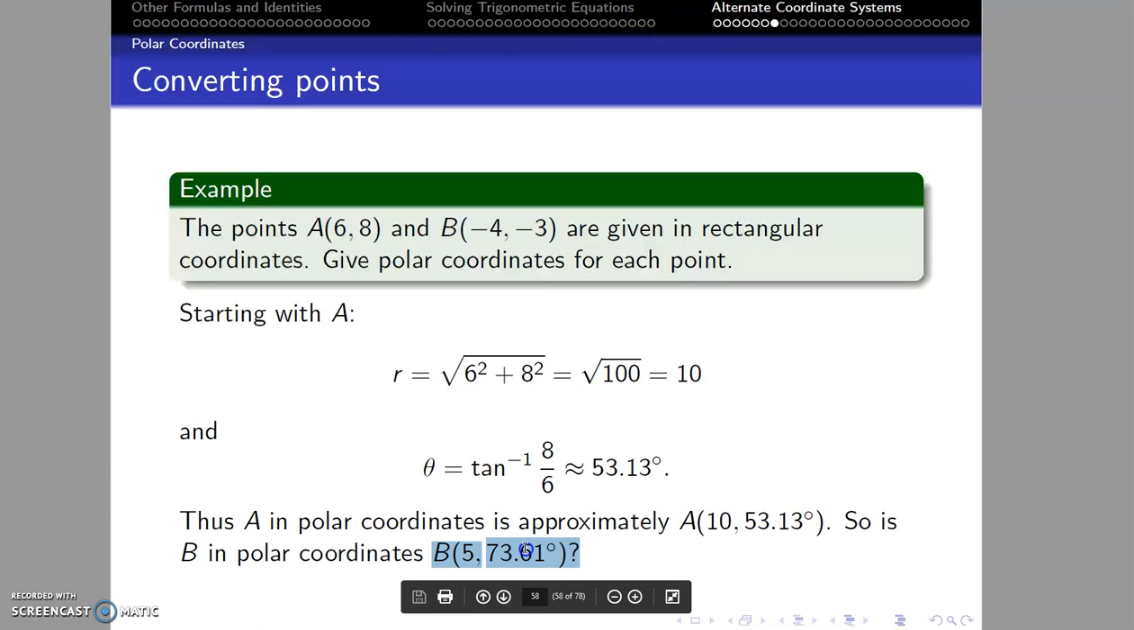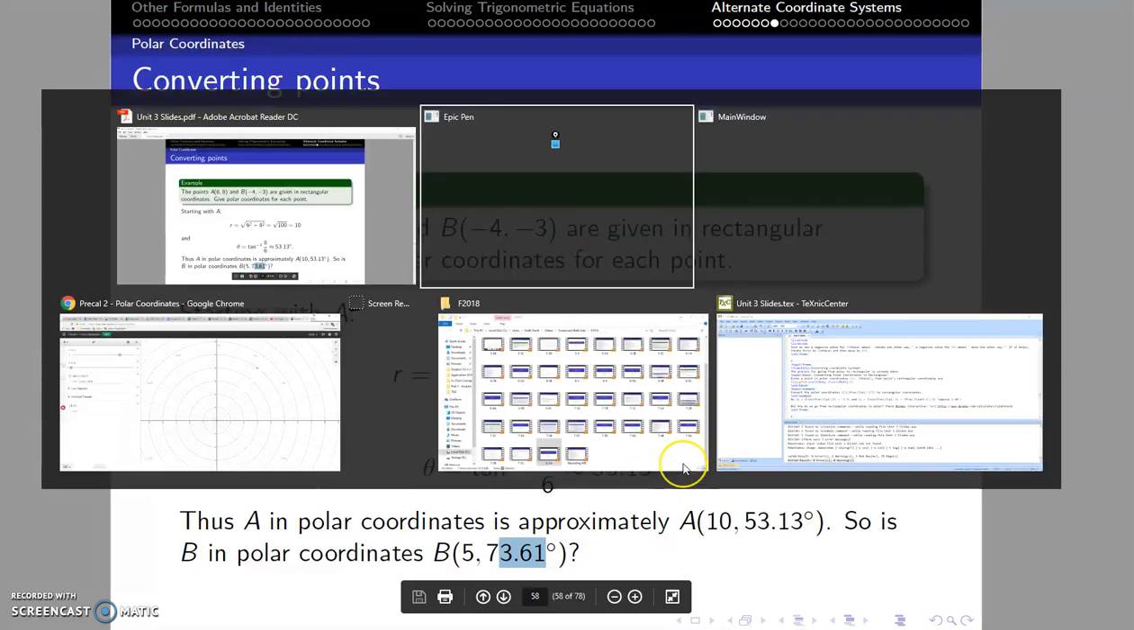And no, theta is not 73.61 degrees. That is because we know we're in the third quadrant. Theta can't be just 73.6. That puts us in the first quadrant. To be in the third quadrant, we have to be at least 180 degrees. In fact, this angle we found was the reference angle.